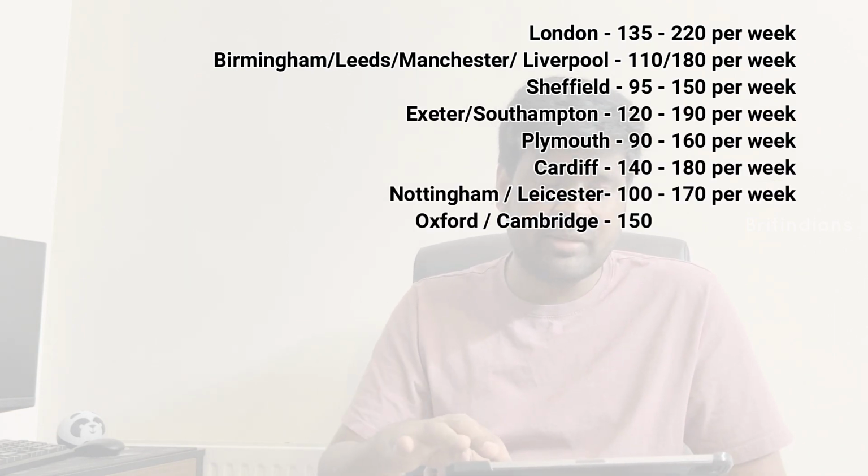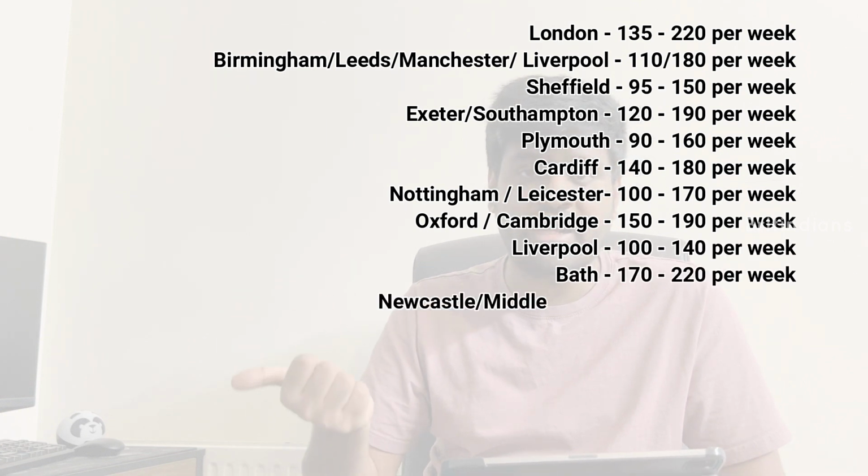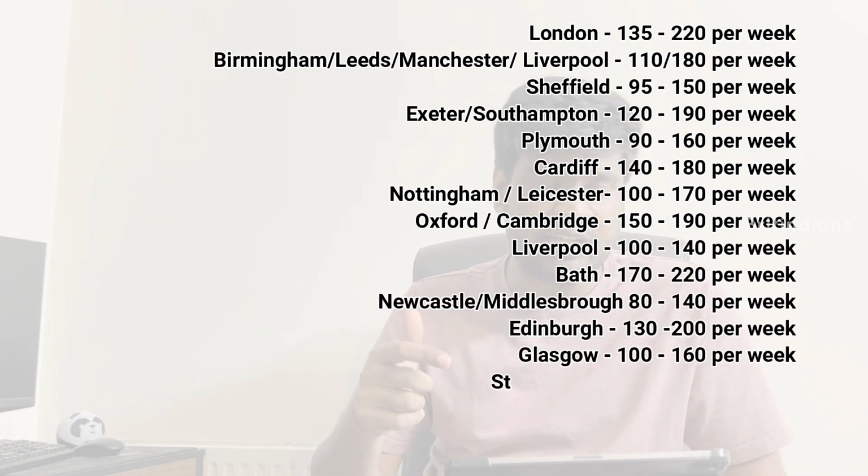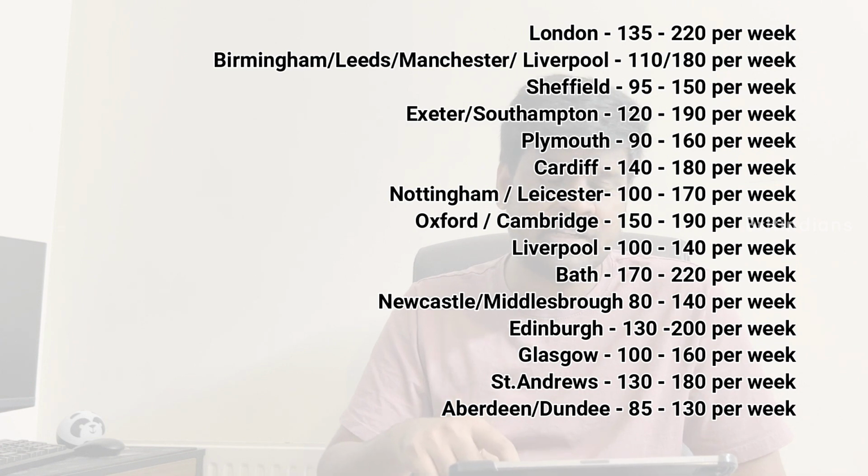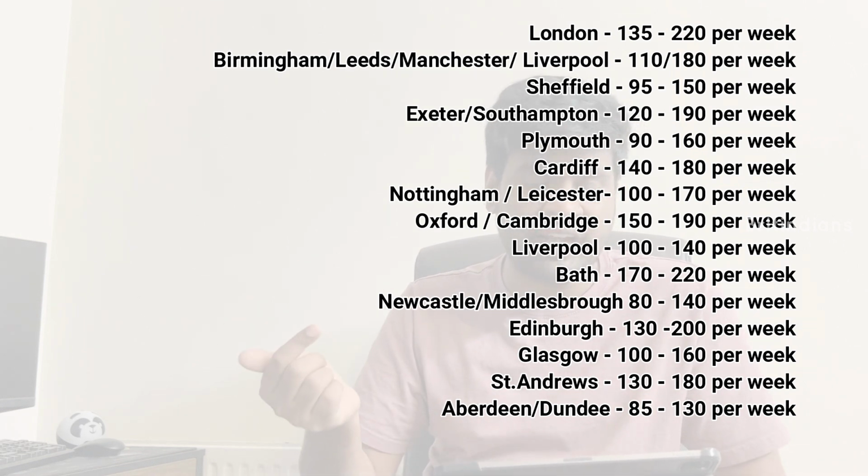In Exeter, Southampton and Brighton, it's £120 to £190 per week. In Plymouth, it's £90 to £160 per week. In Cardiff, it's £140 to £180 per week. In Nottingham or Leicester, it's £100 to £170 per week. In Oxford, Cambridge, £150 to £190 per week.